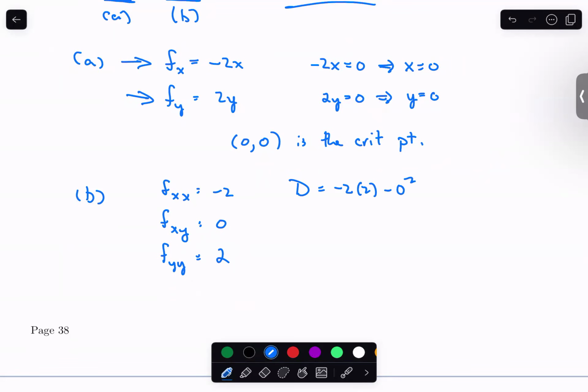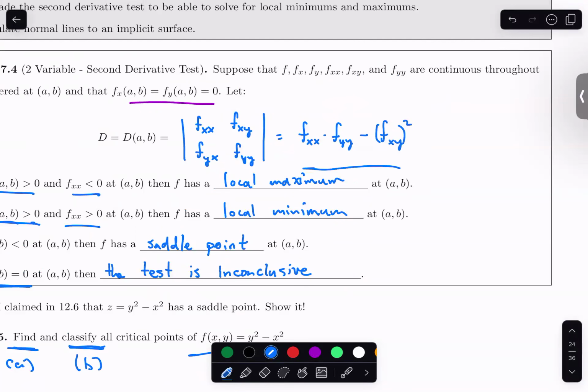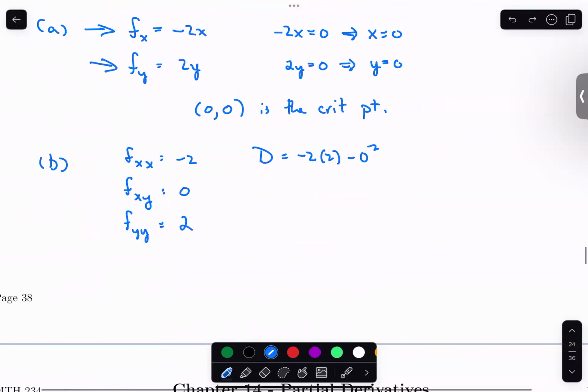You can also, I mean, if you want to put it in a matrix and all that sort of stuff, you certainly can, right? But again, you need to do your f sub xx times f sub yy minus f sub xy squared. That's this bit right here. This quantity is equal to negative 4.